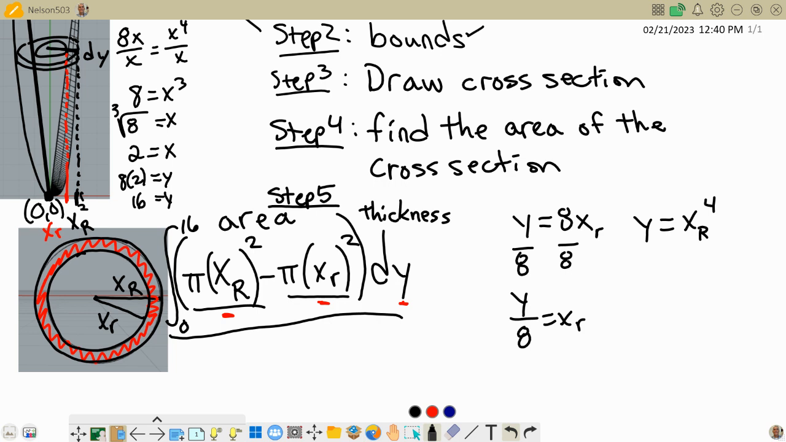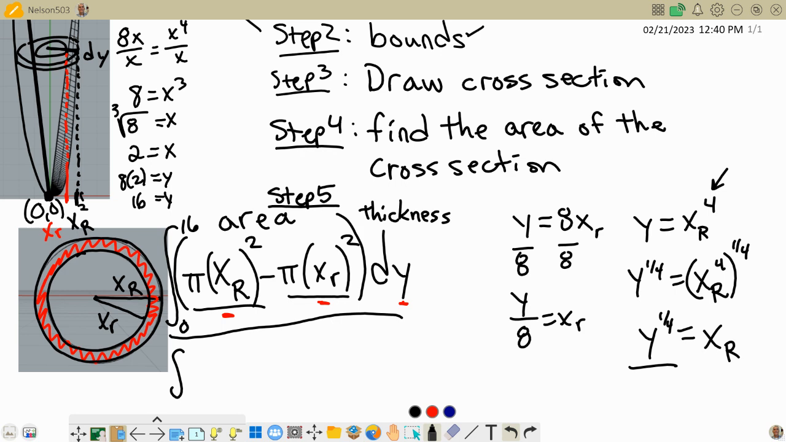And over here, I'm going to raise both sides to the 1/4 power. On this guy, I'm going to raise it to the 1/4 power. So I get y to the 1/4 is equal to x capital R to the 4th power to the 1/4 power, because that will just give me x capital R subscript. And then I've got a y to the 1/4 power. So I'm going to take this and substitute it in right over here, 0 to 16.